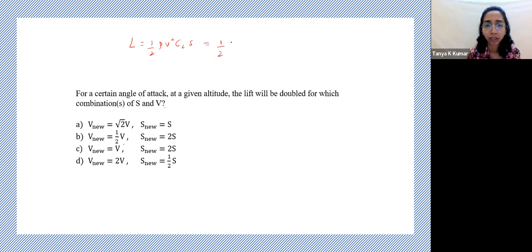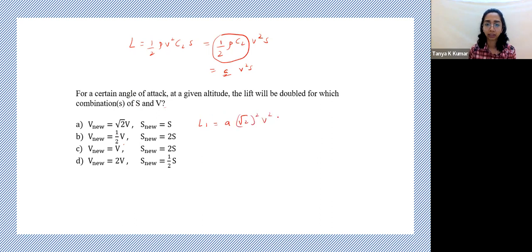So that will be half rho CL V square S. So this entire thing I'll take as some constant A, so A V square S. We'll try this out for each case. This A will be constant only for this question, because we are only varying V and S. So case 1: lift 1 would be A, V is root 2 V, so you have root 2 square V square, and S remains S. So what do you get? You get 2A V square S.